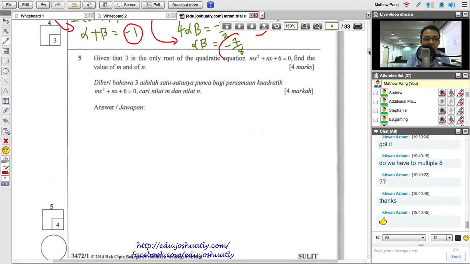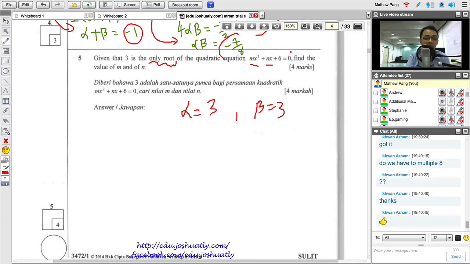This one is a quadratic also. Over here, he said given that 3 is the only root of the quadratic equation, and then he asks you to find m and n. Alright, so if he says 3 is the only root over here, I know I can only get 3 as my root. So my alpha will be 3 and my beta will be 3, because 3 is the only root I can get from this equation.